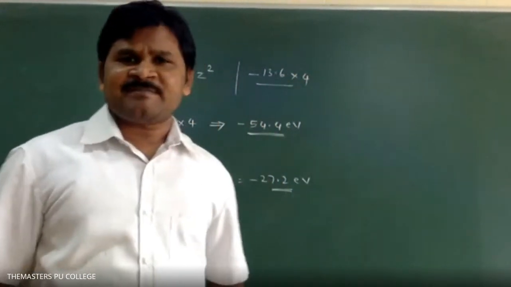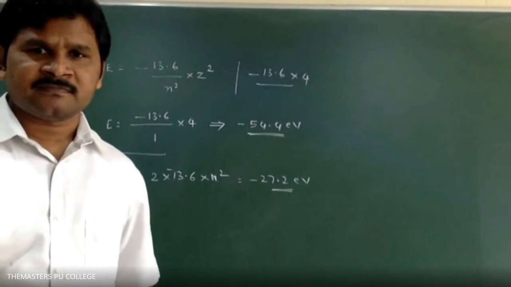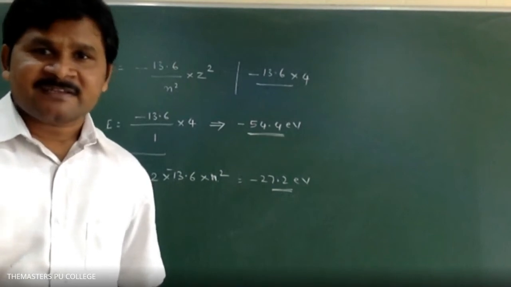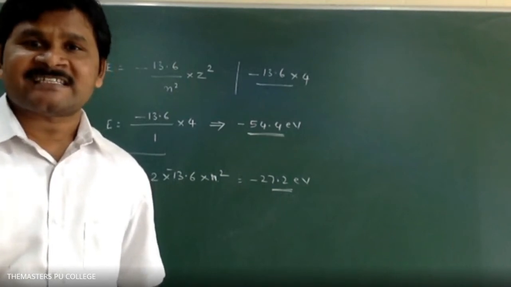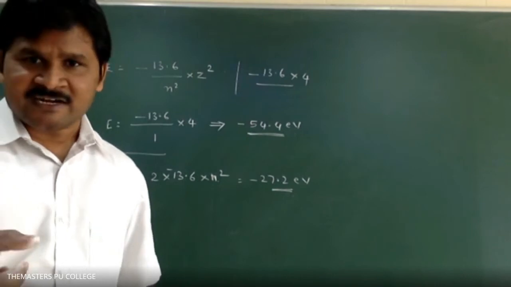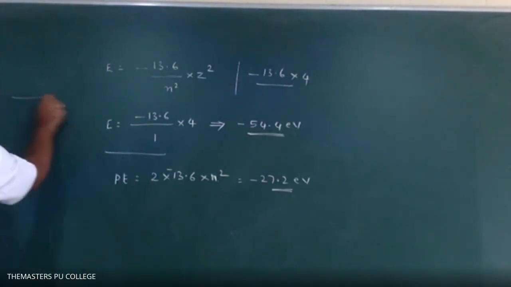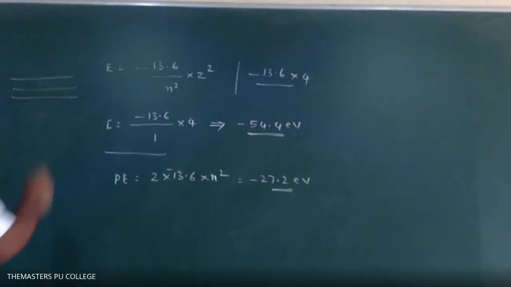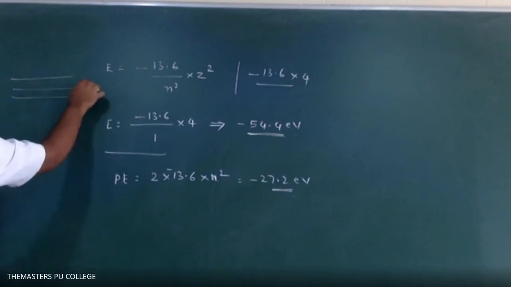Second excited state means what is the n value? First excited state means n is equal to 2. Second excited state means n is equal to 3. Yesterday I told you, don't confuse. This is the ground state. Ground state means n is equal to 1, not 0. This is the first excited state, and this is the second excited state. 1, 2, 3. So second excited state means n is equal to 3.